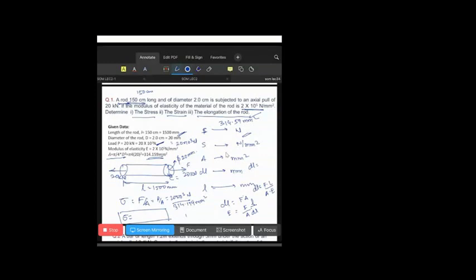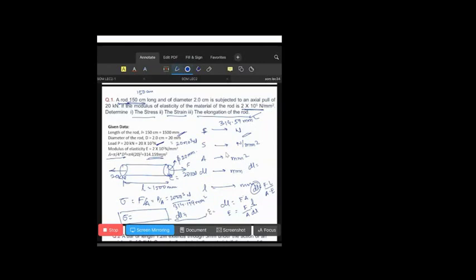To calculate change in length, force will be 20 into 10 cube, length will be your 1500 mm. What will be A? A will be 314.159. And what about E? E will be 2 into 10 to the power 5. So by that, we can calculate change in length. Please let me know the change in length. So this change in length will be elongation of the rod, and then we will calculate the strain value.